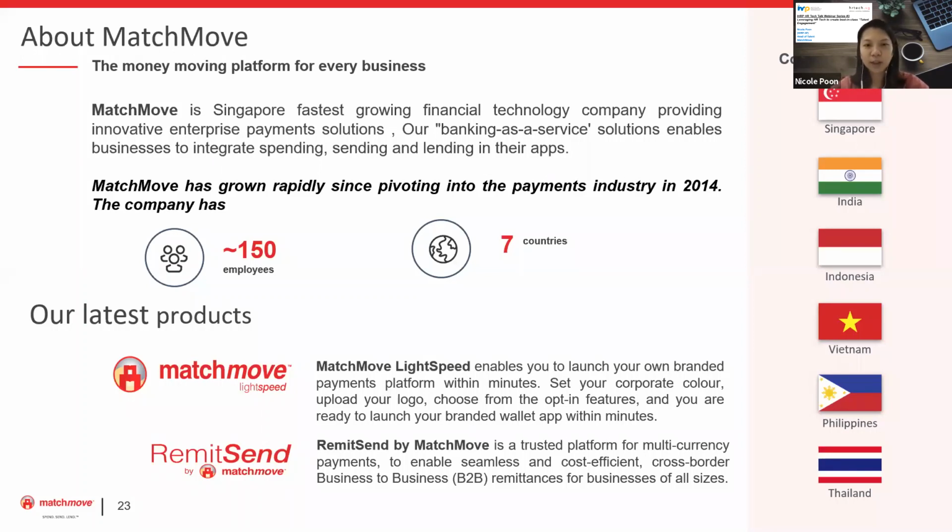Back to MatchMove, we are at the leading edge of financial technology, providing products like Lightspeed and Remitsend. You are welcome to learn more about our products and services on our website. Today at MatchMove, we have about 150 employees and are present in 7 countries. As head of talent, the use of HR tech is integral to our corporate growth and expansion.